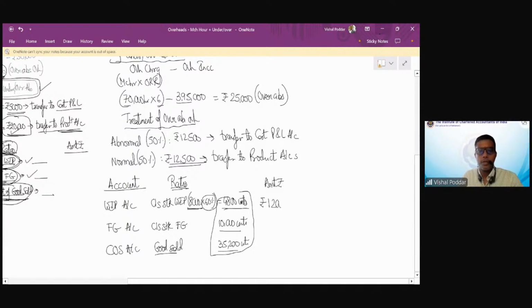So it comes to: here I get 1200. Here I get 2500. And here I get 8,800. So this is what I get against each account head. So how much am I transferring to the WIP account? 1200 rupees. Finished goods account 2500 rupees. And COS account 8,800 rupees. So this is the treatment which is applicable.